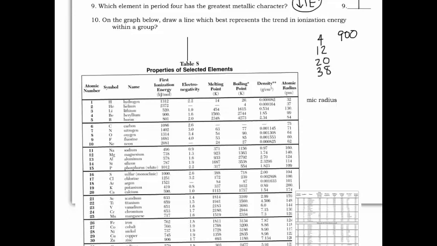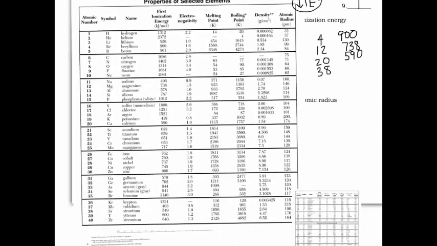Element 12, it is 738. I don't want to stop there just in case you've seen some anomalies, so you know that it isn't always perfect. Element 20 is 590. Does appear to be going down. One more just to seal the deal here. Element 38 is 549.